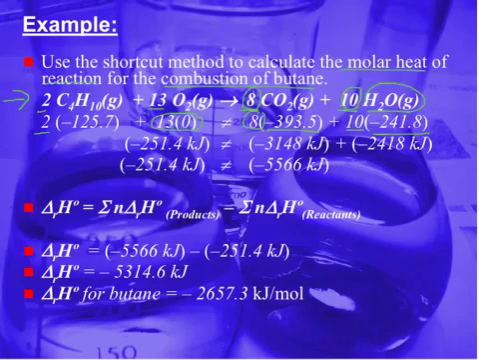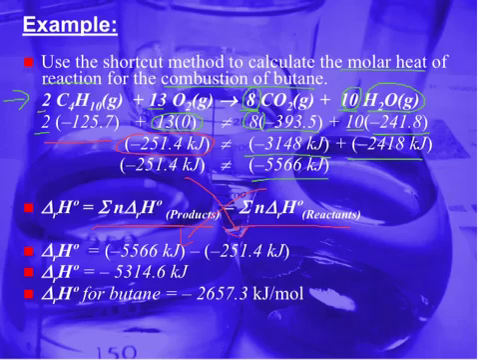and the reactant side. 2 times negative 125.7 is negative 251.4 kilojoules, and the sum of all the heat of formation of all the products is negative 3148 kilojoules plus negative 2418, which equals negative 5566 kilojoules. Now we're ready to use our shortcut equation. The heat of formation of all our products is negative 5566 kilojoules minus the heat of formation for all our reactants, which we determined to be negative 251.4 kilojoules.